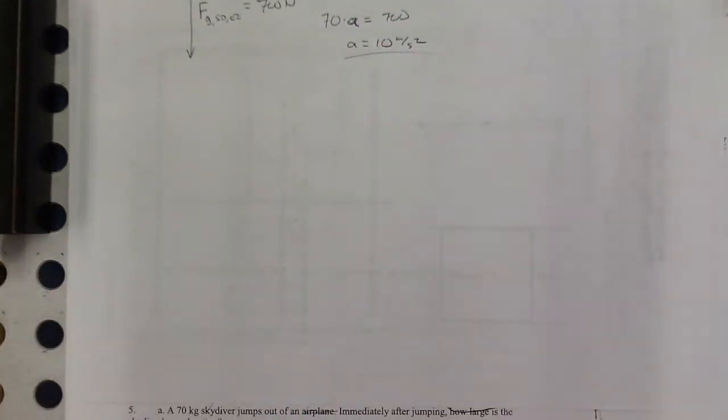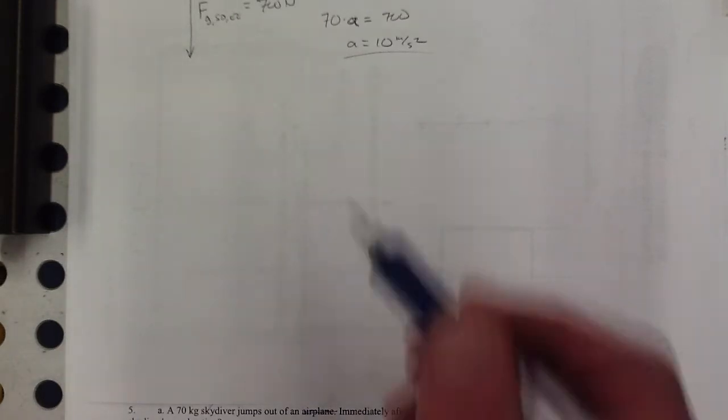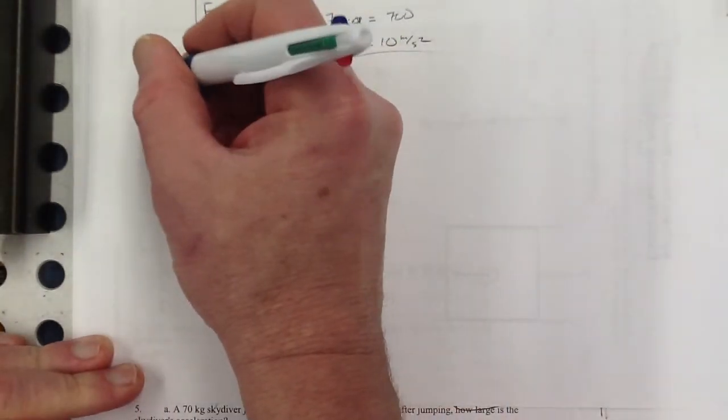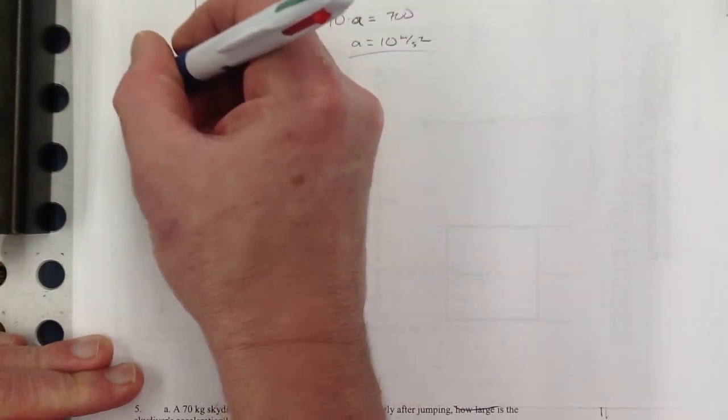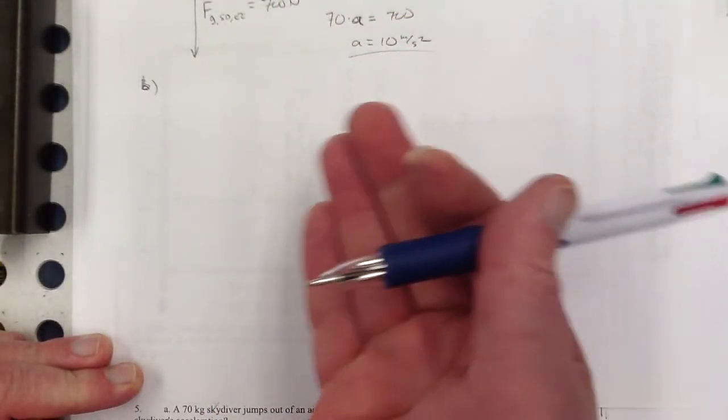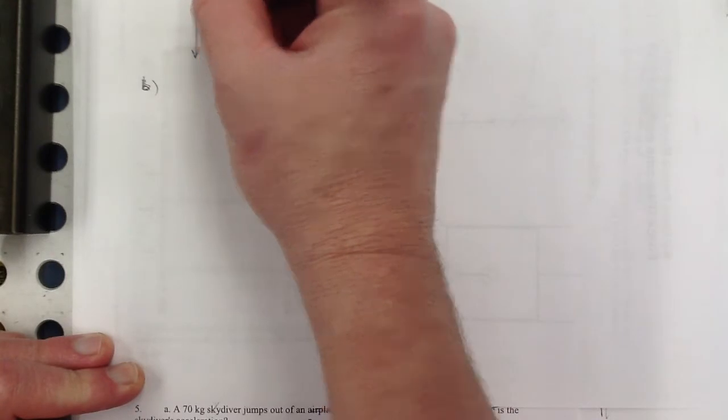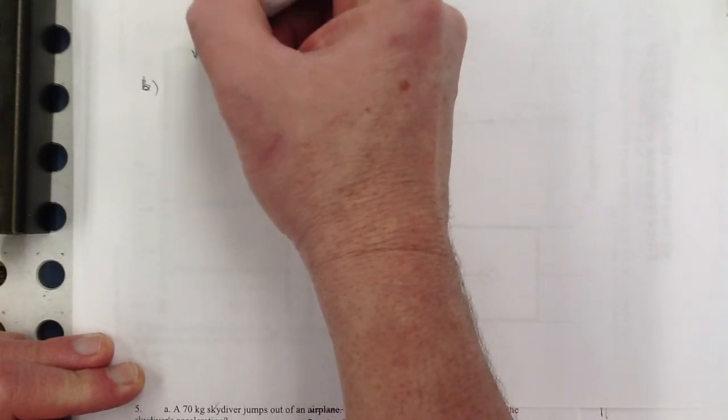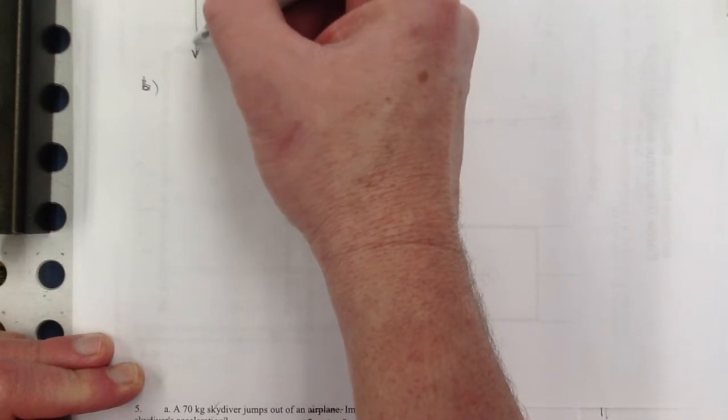But we knew that anyway from Unit 4, right? That's like free fall. Or Unit 4? Unit 3? I guess Unit 3, right? So we know that free fall acceleration is 10 meters per second squared down. No surprise there. The reason it says in Part A, immediately after jumping, is so before the skydiver starts to pick up speed. The faster you go, the more air you're crashing into and the more air resistance there's going to be. So the idea there is before there's any air resistance.